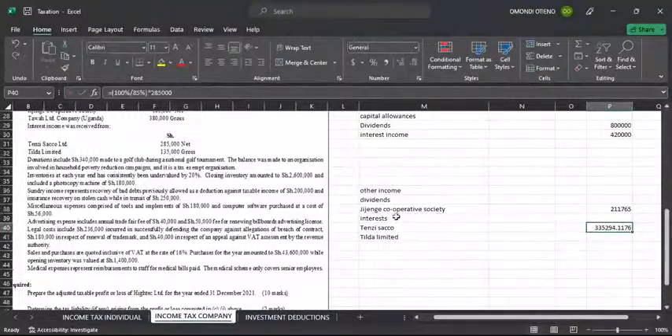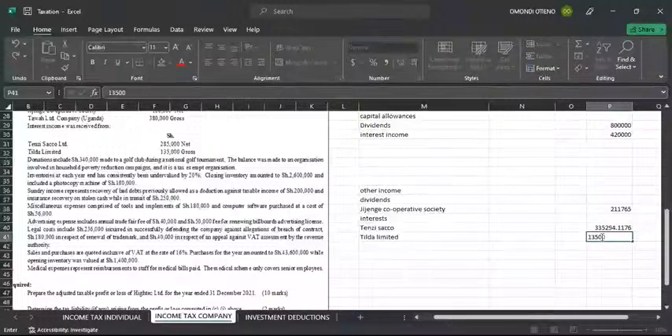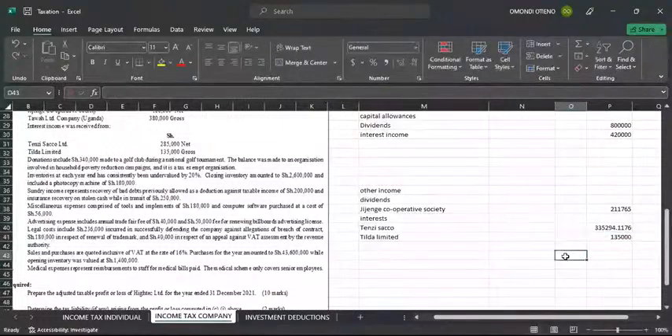Then Tilda Limited, they were just trying to confuse you. The interest from Tilda Limited, we take the full amount, but because you've been given the gross value, we transfer it as it is. We transfer the entire amount of 135,000, and that's what we have there.